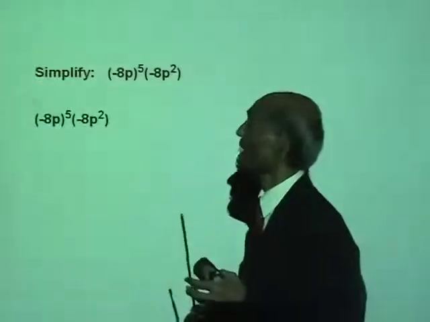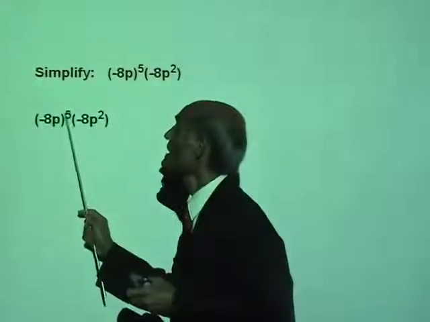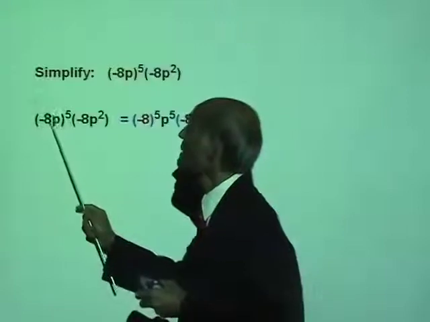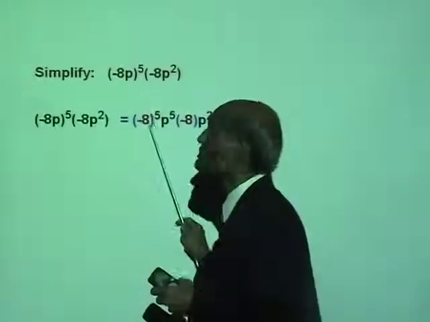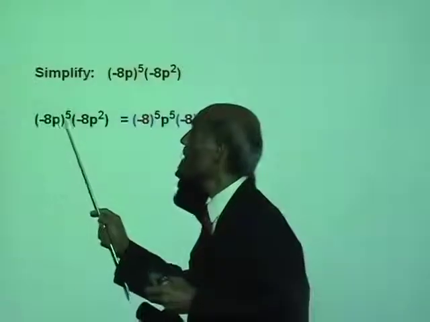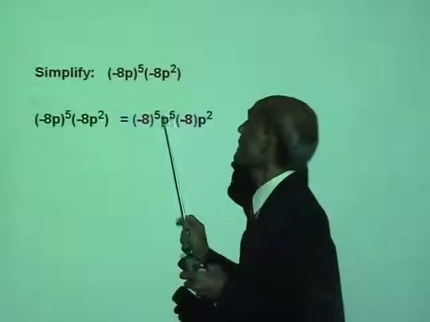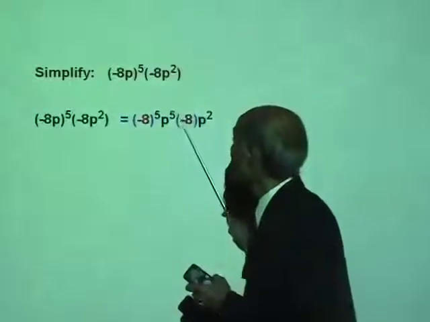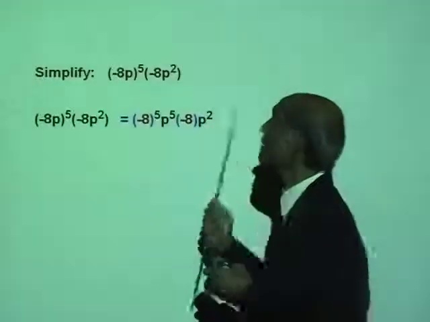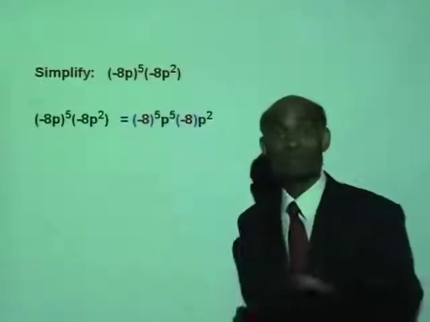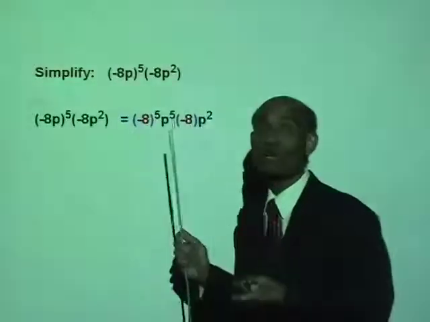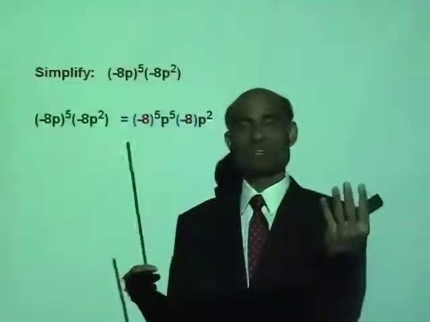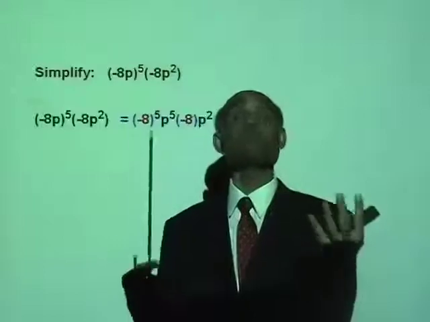Okay, how do we simplify this? First of all, we give this power 5 to each of these numbers. So that will be the number -8 raised to the power 5, p raised to the power 5, times -8p squared, which can be written as -8 times p squared. Right? Okay. Now if you look, we can combine like terms. Now what is the definition of like terms? Terms that contain the same base.